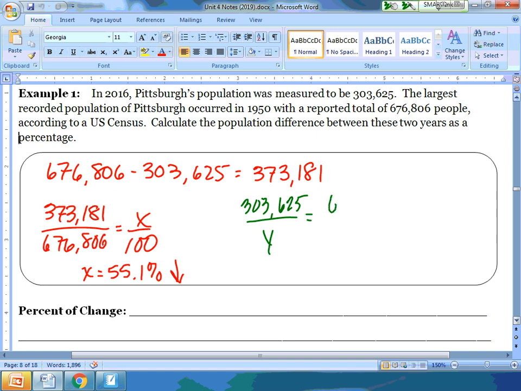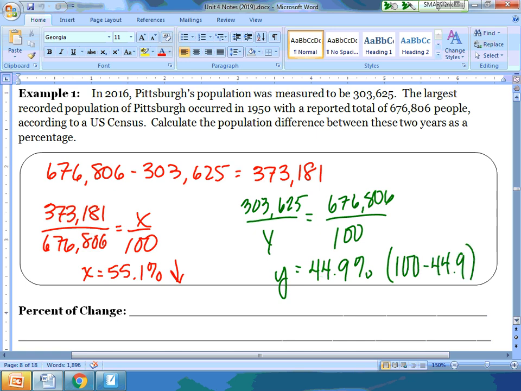Equals 676,806 over 100. Yeah, and for those of you that are looking at it, you could have done this over that equals y over 100, same thing. So what do you get for y, Kate? 44, I'll call it 44.9 if we rounded to the tenths, and that's a percent. And then I did 100 minus 44.9.